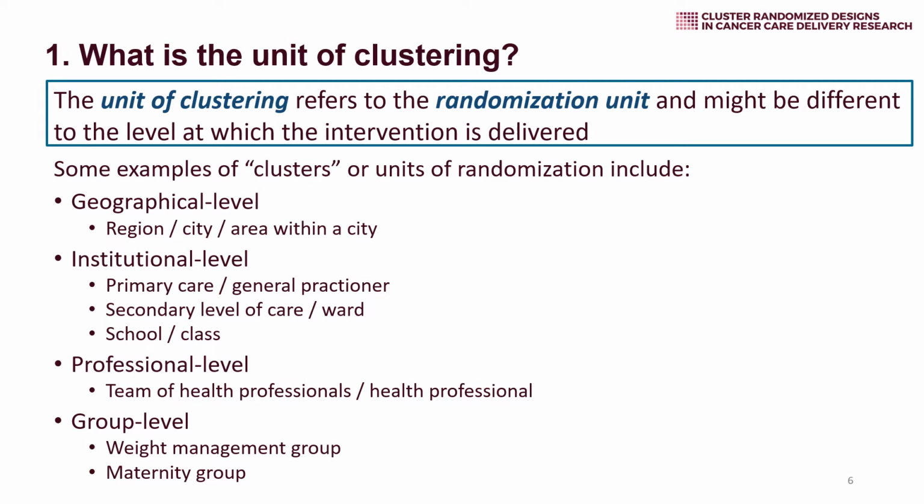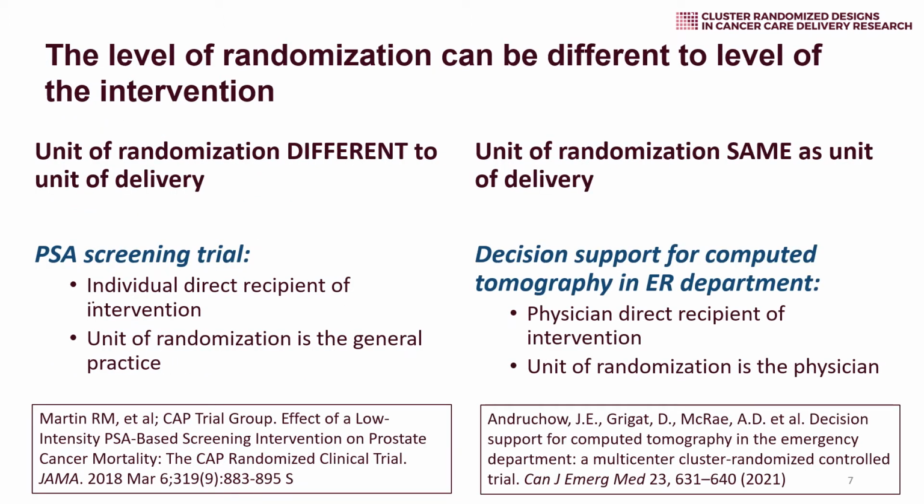They might also consist of teams of healthcare professionals or health professionals themselves when we are randomizing at the level of the healthcare professional. Or randomization or clustering might represent such things as a weight management group or maternity group in other settings. Now, the level of randomization can and is often different to the level of the intervention.